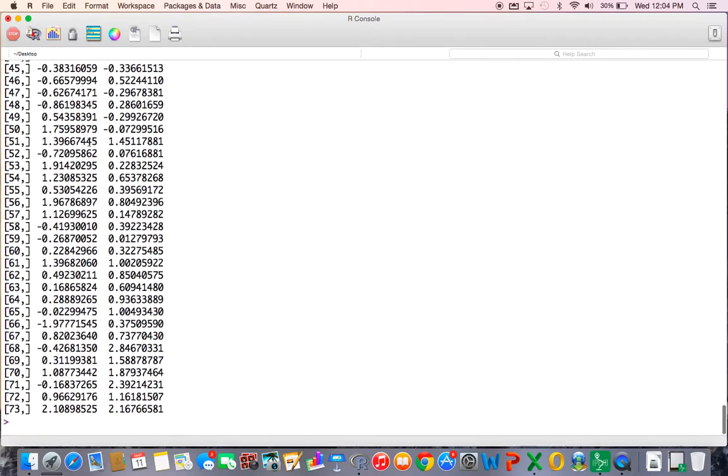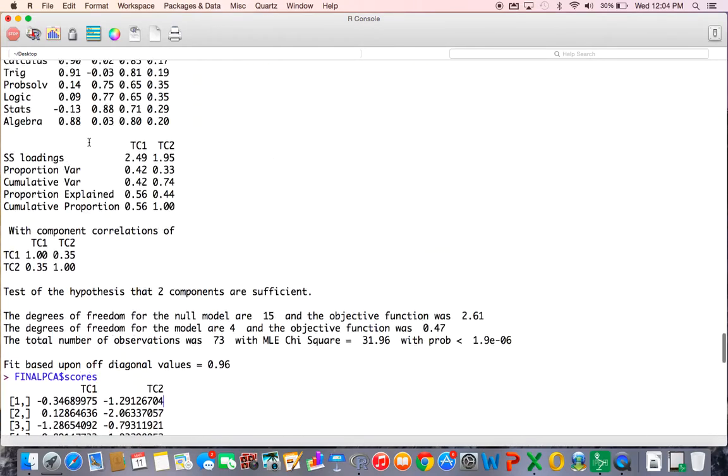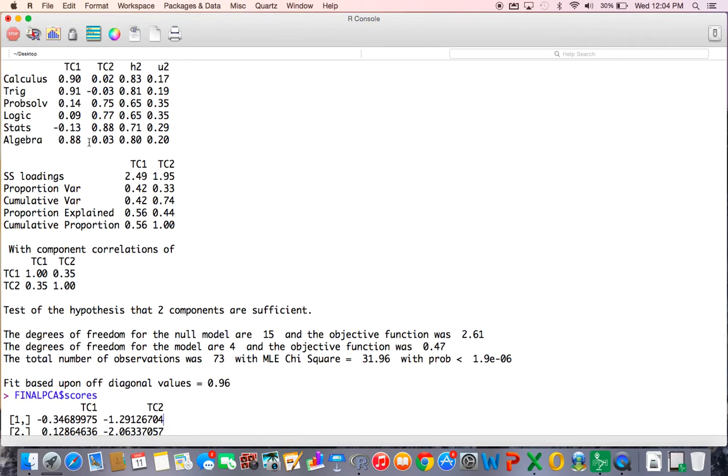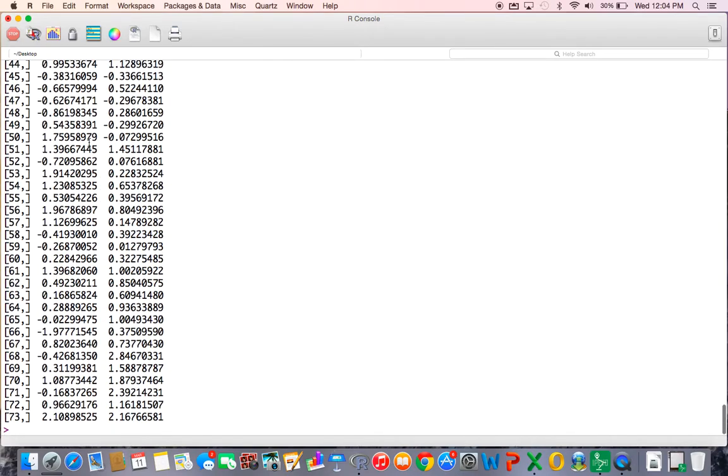Now, the beauty of factor scores is you can use these in future analysis. So let me give you a couple of scenarios. Let's say, for example, that we had all these scores, but we also had some ACT scores. So I'm just going to create some ACT scores here randomly. I'm going to use rnorm and create 73 of them, from a mean of 21, standard deviation 5.